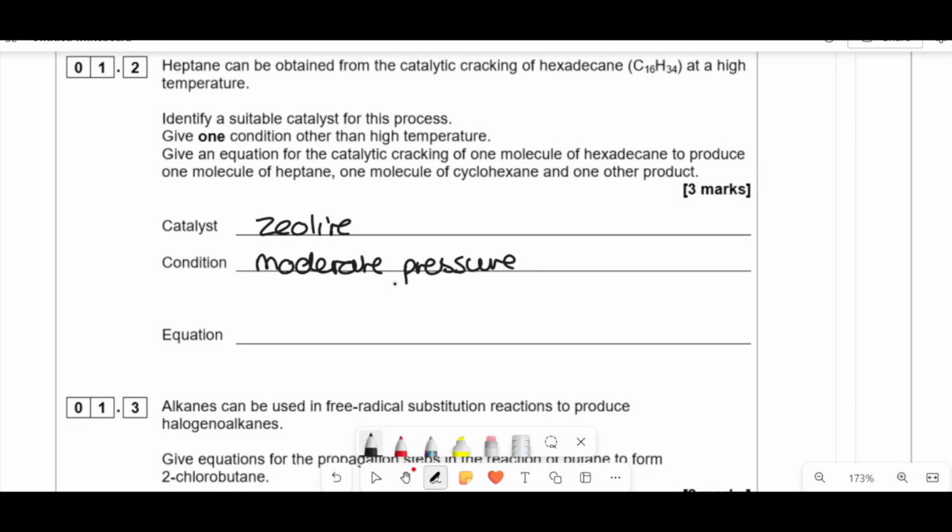Right, the equation for this is going to be, well, they've told you what hexadecane we're cracking. C16H34 is going to be the start, what you know in the equation first, right? So they've told you that we're definitely going to make heptane, which is C7H16, and then one molecule of cyclohexane, which has the same general formula as an alkene, so C6H12. So the 16 carbons need to be made up from these two, right? So 7 plus 6 is 13, so we've got 3 left. So it's C3 whatever, right? 34 minus 16 minus 12 leaves you with 6.